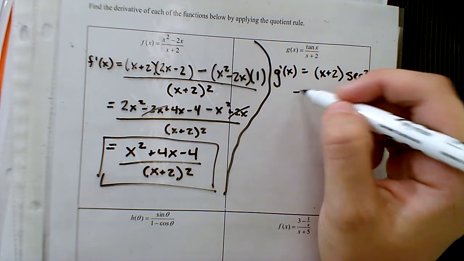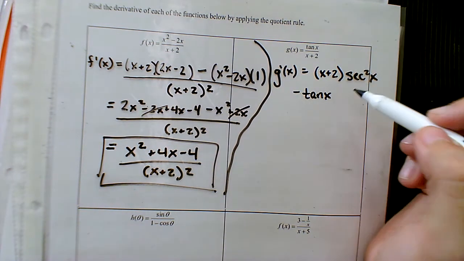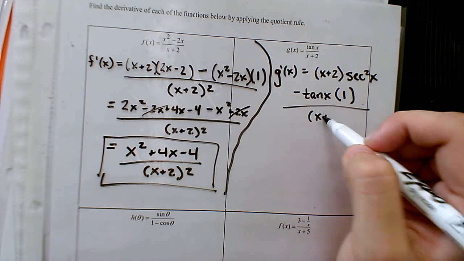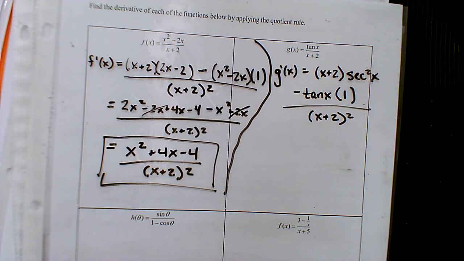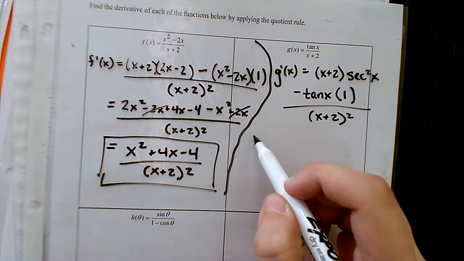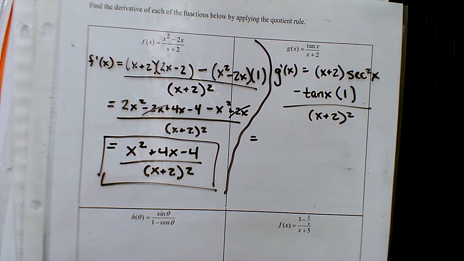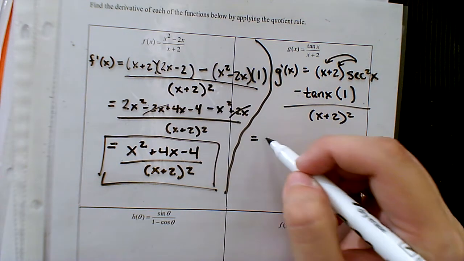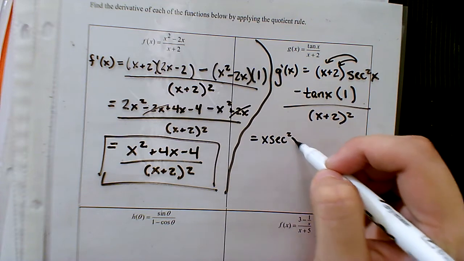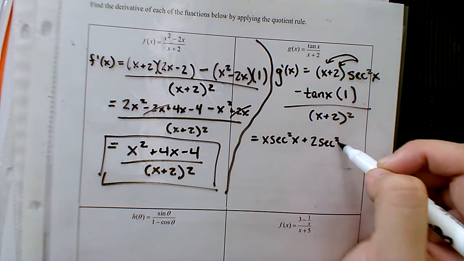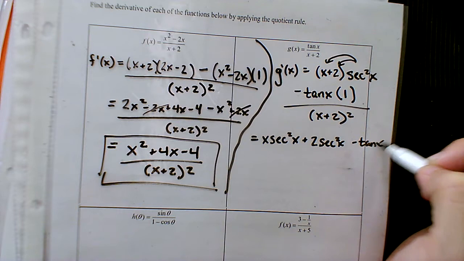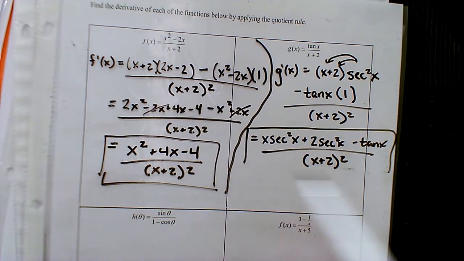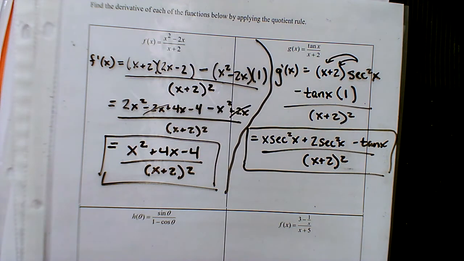All right, so low D high minus high D low would be 1. Square the bottom and we're good to go. So really, I think the only way we can simplify this one is if we were to distribute the secant squared in. So x secant squared plus 2 secant squared, and then minus the tangent all over the bottom. I know it looks like a lot, but that's technically our simplified form.